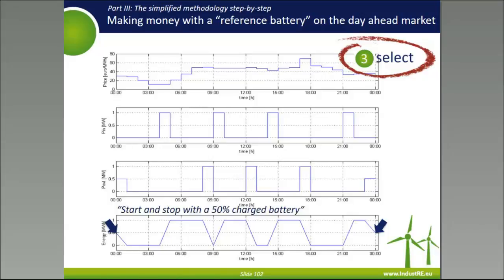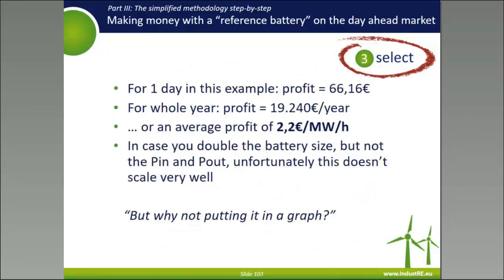If you do this, for a 1 megawatt hour battery, which you can put 1 megawatt power in, and you can get 1 megawatt of power out, an optimizer can calculate for you, in this case you still could do it by hand maybe, that you can make a profit of about 66 euro. If you do the same exercise on historical data of 2015, you could have made 19,000 euro per year.